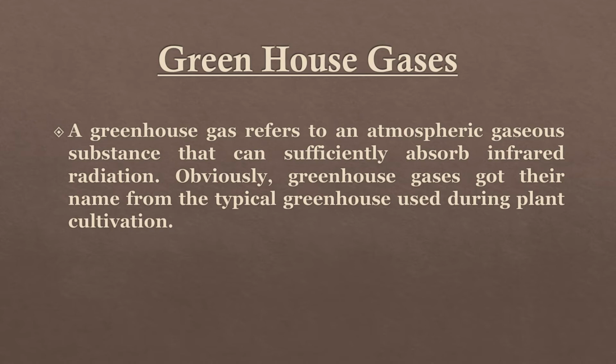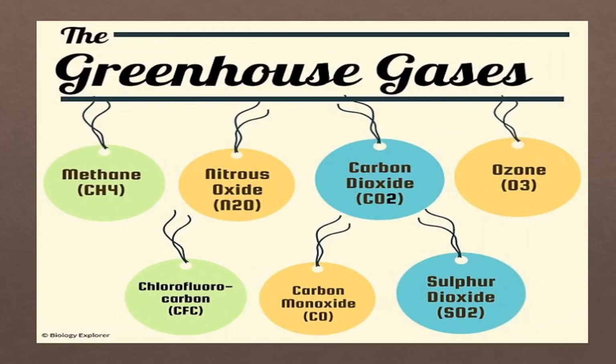Students, here in the image, the main greenhouse gases are highlighted. These are methane, nitrous oxide, carbon dioxide, ozone, chlorofluorocarbons, carbon monoxide, and lastly, sulfur dioxide. So, dear students, we learned the names of greenhouse gases. If anyone asks you about greenhouse gases, it is hoped you will be able to tell. Am I right? Okay, very good.